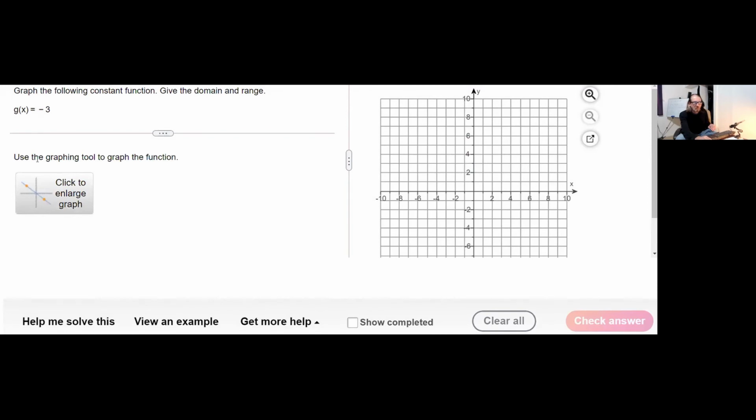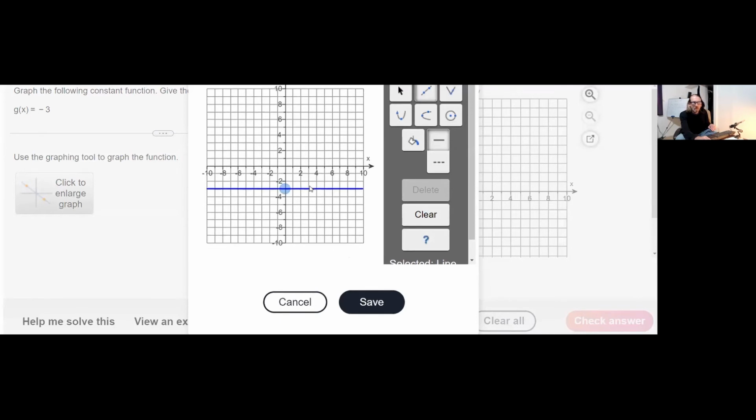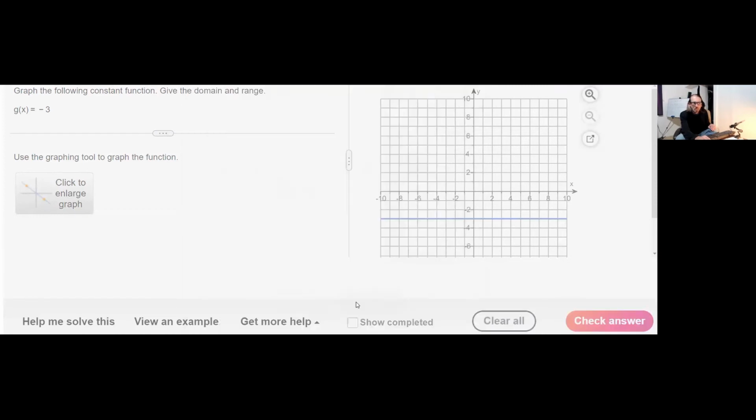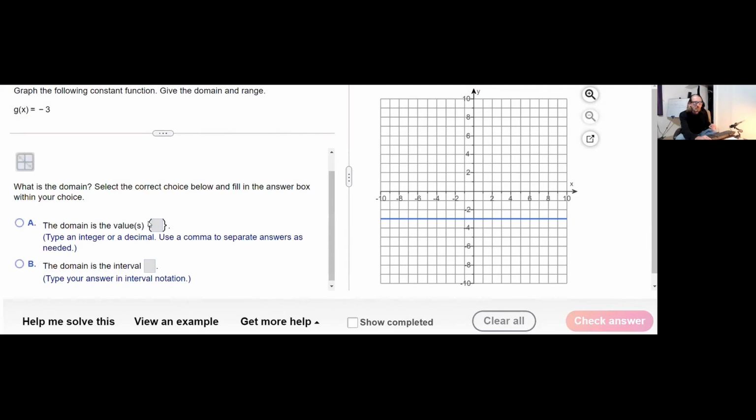This is going to be y equals negative 3, a horizontal line. So I can plot the y-intercept at (0, -3), and then any other point, such as (3, -3). It wasn't showing up in the portion of the screen I'm sharing, but remember to watch the upper right-hand corner to make sure, before you click, that it's showing the coordinates that you're trying to plot at. The domain is all real numbers.